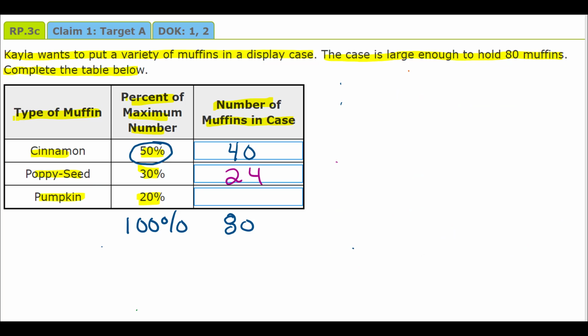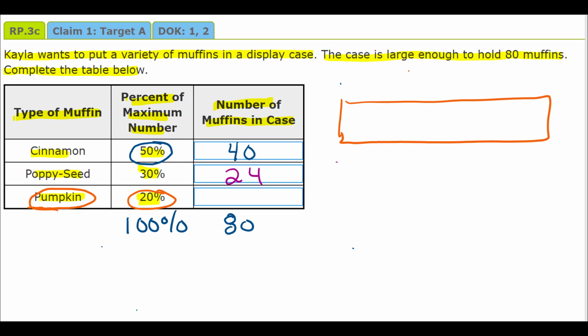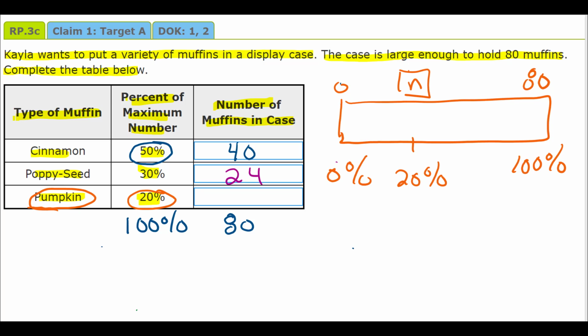And for our last muffin type, we're looking at pumpkin, and pumpkin is at 20%. So again, we'll go ahead and draw out our percent bar with 0% and 100%. 80 muffins is our 100%. And what we're looking for this time is the 20%. We want to know what 20% of 80 is. And so that's our part.